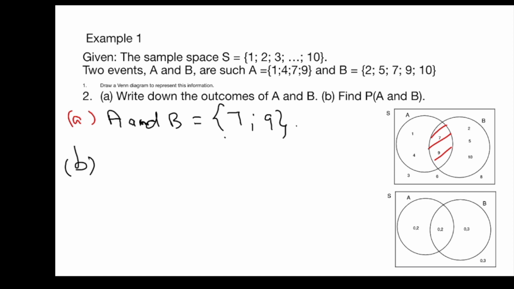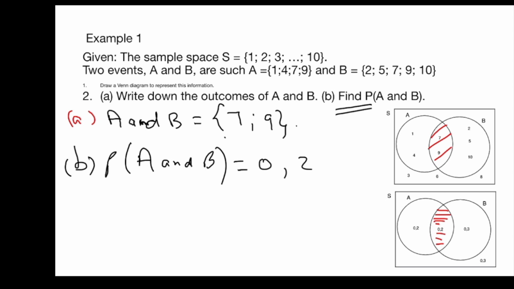Then the second part says, find the probability of A and B. So to find the probability of A and B, we obviously should know that this is A and B. That region there is A and B. And the probability of that region is 0.2. That is how we use our diagrams to answer these questions.